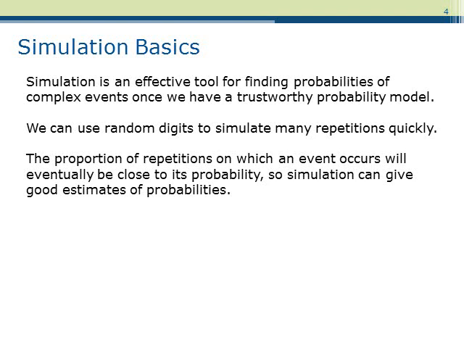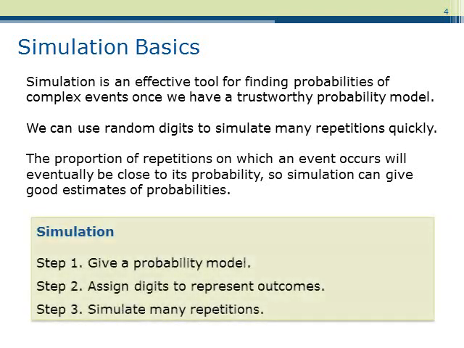To effectively estimate a probability using simulation, we'll go through the following steps. Step 1. Give a probability model. Step 2. Assign digits to represent outcomes. And Step 3. Simulate many repetitions using a table of random digits.